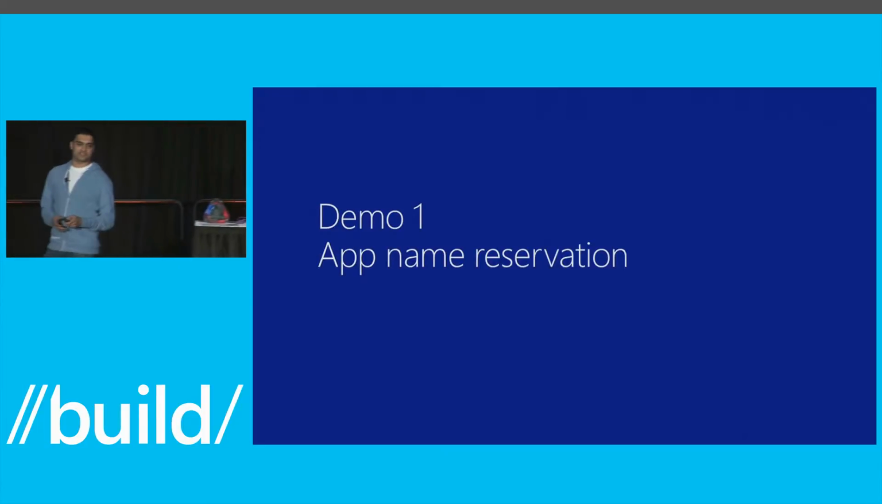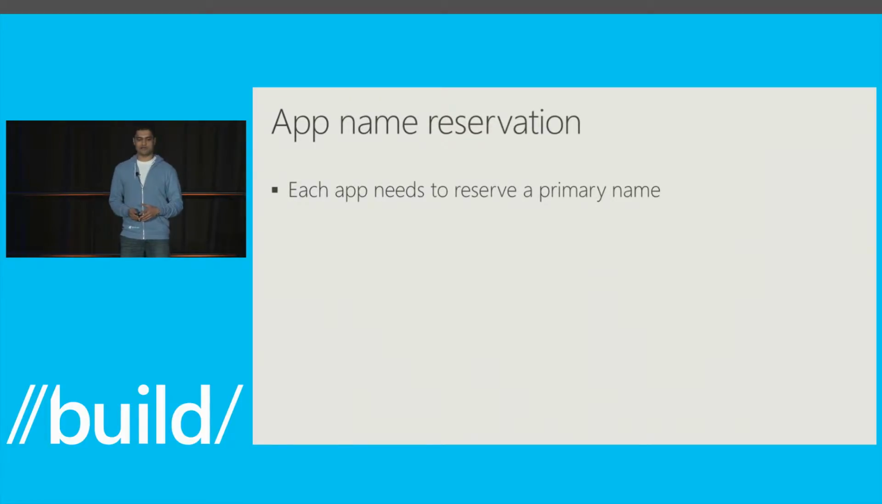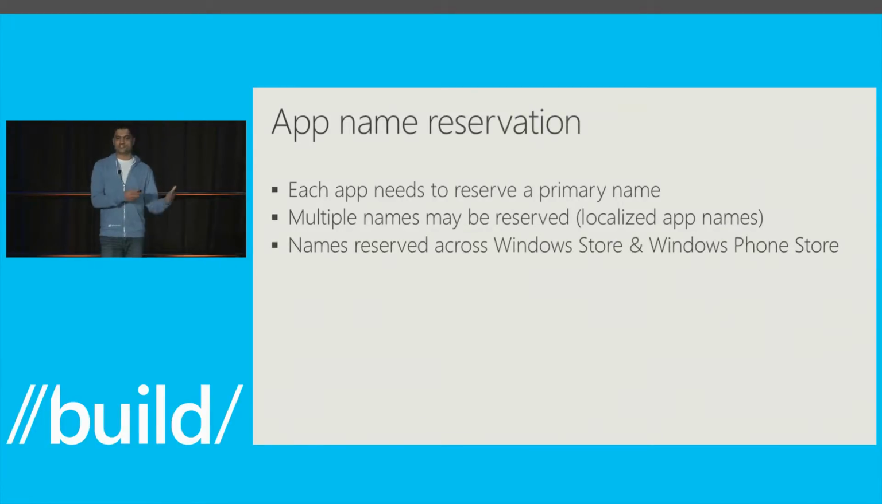So we just saw how to reserve a name, but you need to be aware of a few other rules related to app name reservation. The first one is every app is required to have a primary name moving forward. And once a name has been reserved, it cannot be used by any other developer, even you, for any other app. You have the ability to reserve multiple names for the same app, and this is useful typically if you have a localized app and use localized titles. And as we just saw, it doesn't matter where you reserve the name from, whether from one dev center, the other, or Visual Studio. It is reserved for you across the two stores.